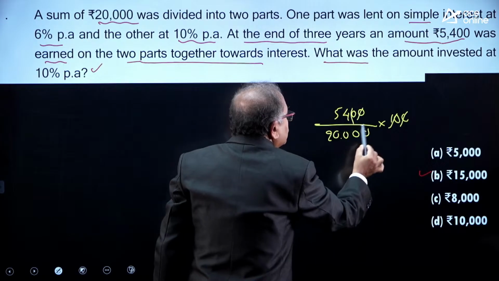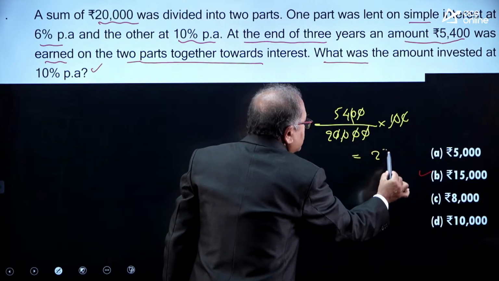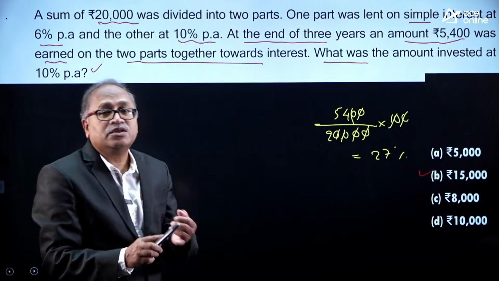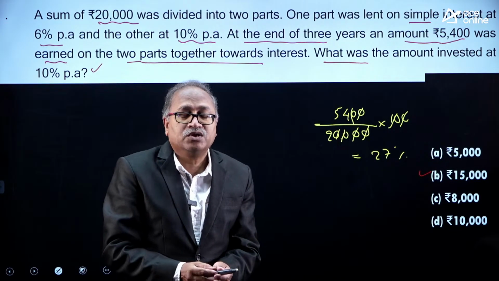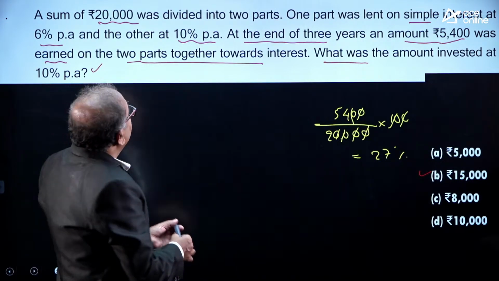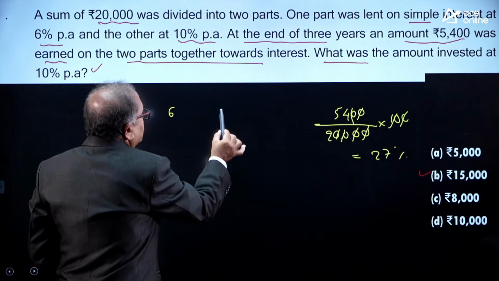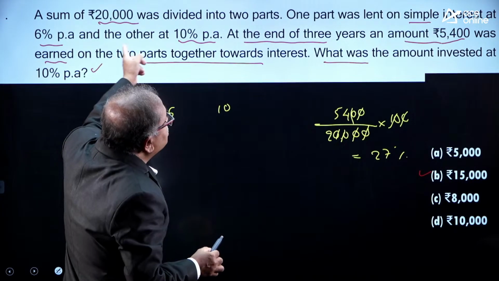So, these 4 zeros will get cancelled here. I am getting 27% as the overall rate of interest. You have the cheaper rate, the dearer rate, and the mean, so you understand, I can use the mixture alligation method. Here it is 6%, here it is 10%, and for how many years is this?